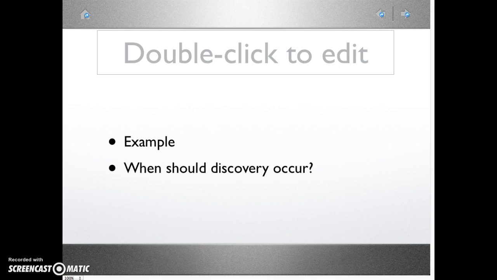When should discovery occur? Is there a particular period of time prior to trial when the defense is supposed to engage in discovery? Not really. Prosecutors can't disclose all discovery on the eve of trial. But on the other hand, they don't have to divulge it all way ahead of time either.